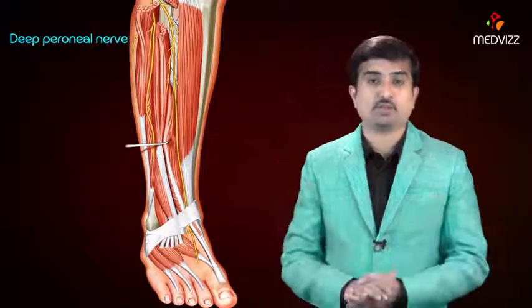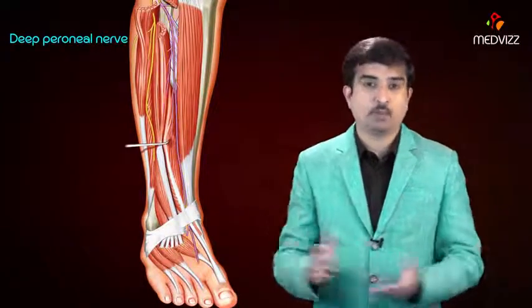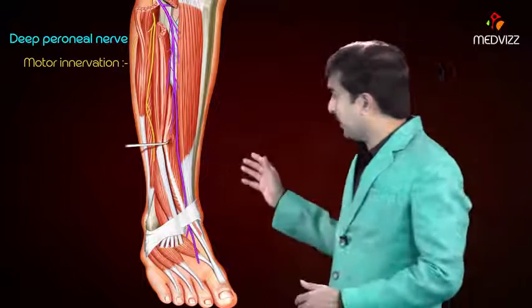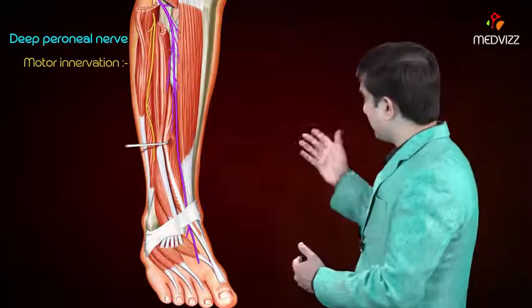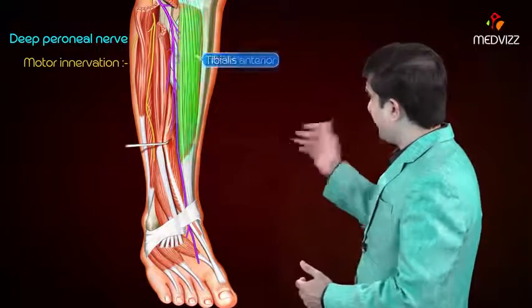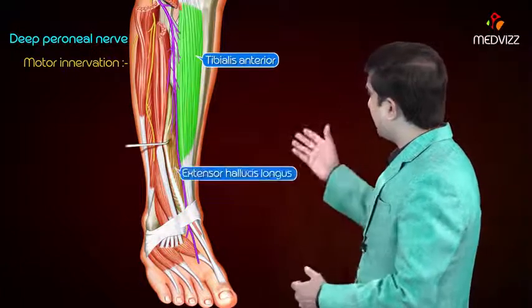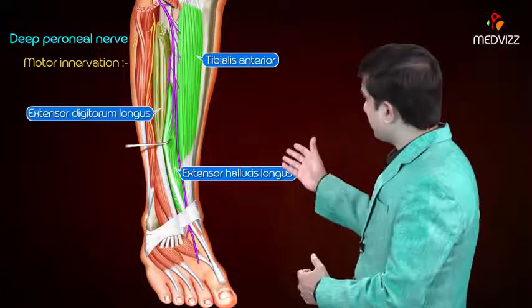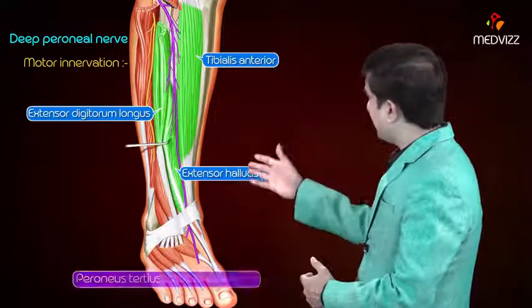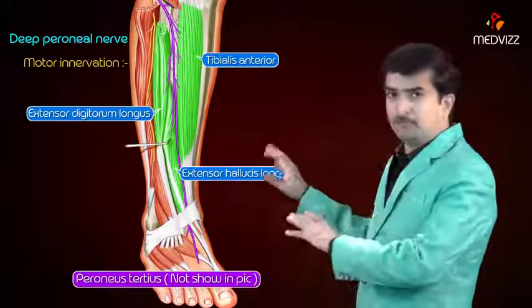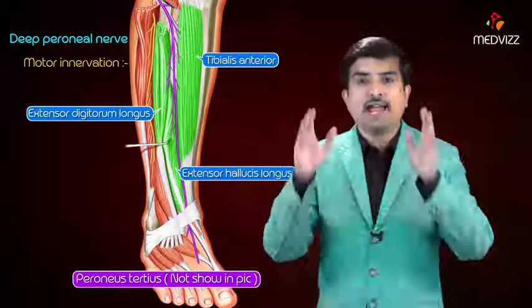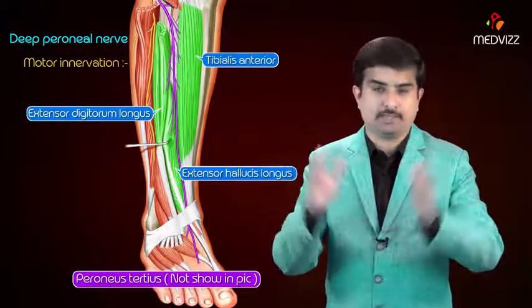And let us discuss the branches given off by the deep peroneal nerve, and the first one is the motor innervation. So the motor innervation by the deep peroneal nerve is to the following muscles. As you can see here, one is the tibialis anterior, extensor hallucis longus, extensor digitorum longus, as well as peroneus tertius. So all these four muscles are of the anterior compartment of the leg.